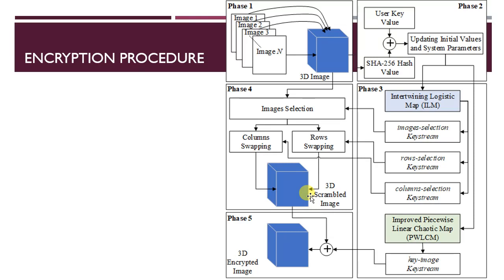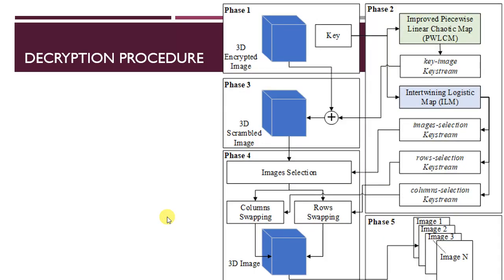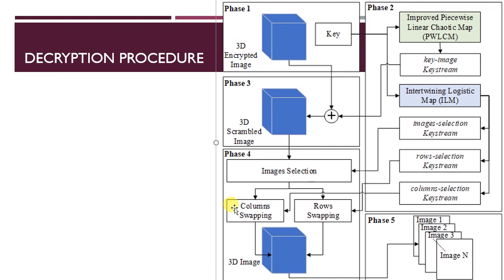3D image. Then over this scrambled image, the XOR operation is performed in phase 5 based on the key image key stream, and thus the final 3D encrypted image is obtained. So this is the encryption procedure. The exact reverse process of this particular procedure is performed in the decryption process.